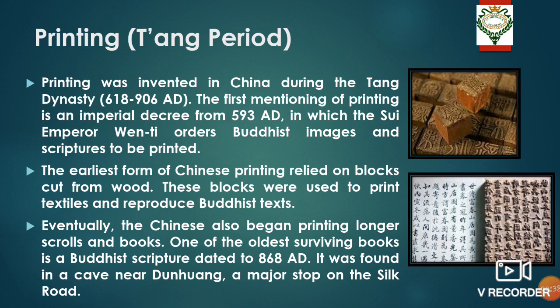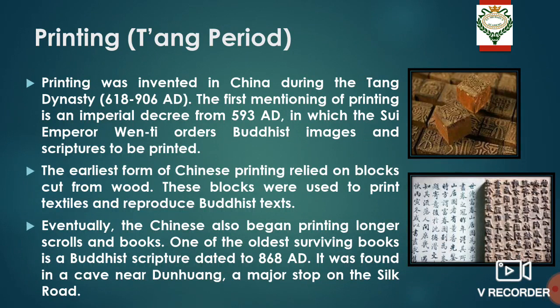The first mentioning of printing is an imperial decree from 593 AD, in which the Sui Emperor Wenti orders Buddhist images and scriptures to be printed. So eventually, the Chinese also began printing longer scrolls and books. One of the oldest surviving books is the Buddhist scriptures dated to 868 AD.